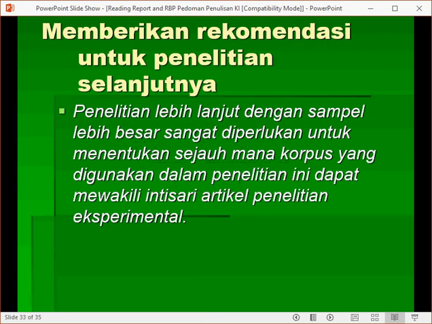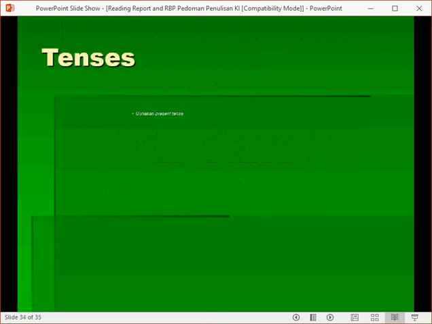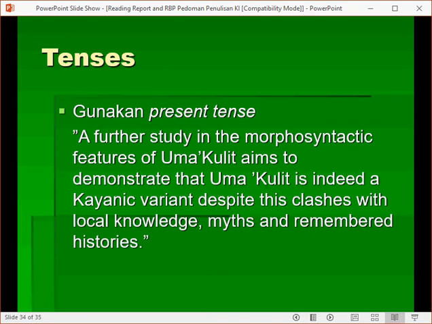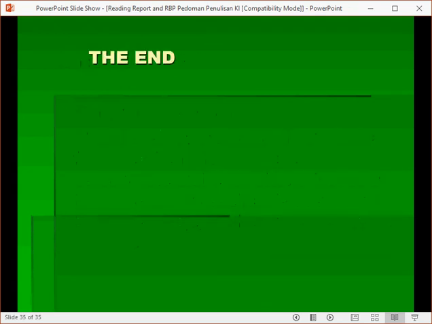Okay, this one, and then the tense. In your research findings and discussion, you have to use present tense. For example, the study on the morphosyntactic features of Uma Kulit aims to demonstrate that Uma Kulit is indeed a Kayak variant. This is the example, so you make it present tense.